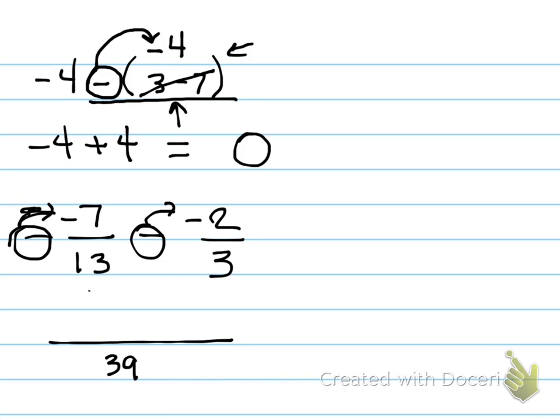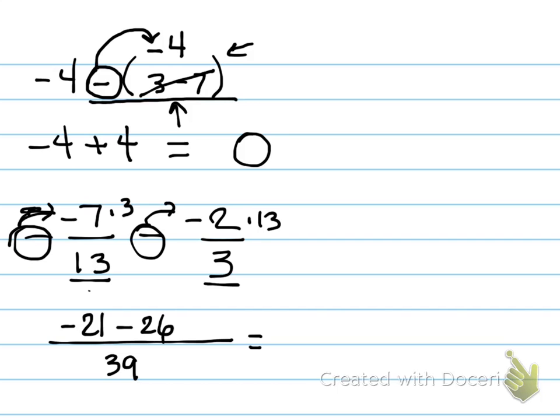If I change the denominators, I must also change the numerator, using that divide, then multiply. So 39 divided by 13 is 3 times negative 7 is negative 21. Good. Now do the other one. 39 divided by 3 is 13 times negative 2 is negative 26. Good. Watch those signs.